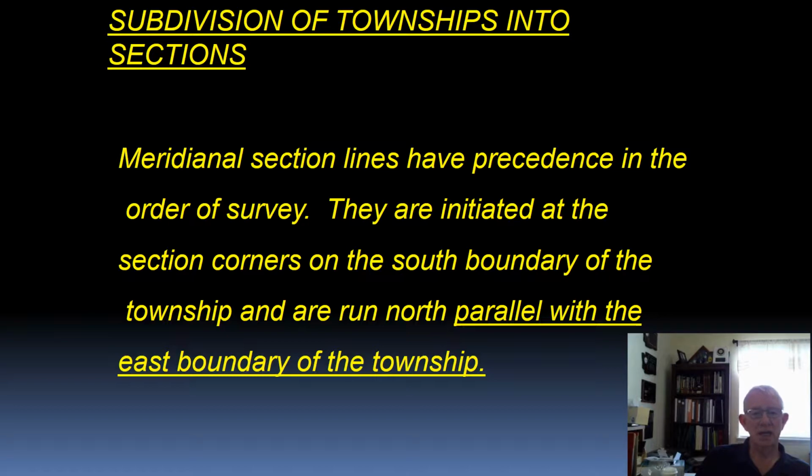They're initiated at the section corners on the south boundary, and what you want to do with those is run them north parallel with the east township boundary. That makes them different than the townships because they're not running true north, they're running parallel with the east boundary, which means as we go from east to west, we're going to have to make corrections in order to keep those section lines the way we want them. And I have some graphics we'll have a look at.